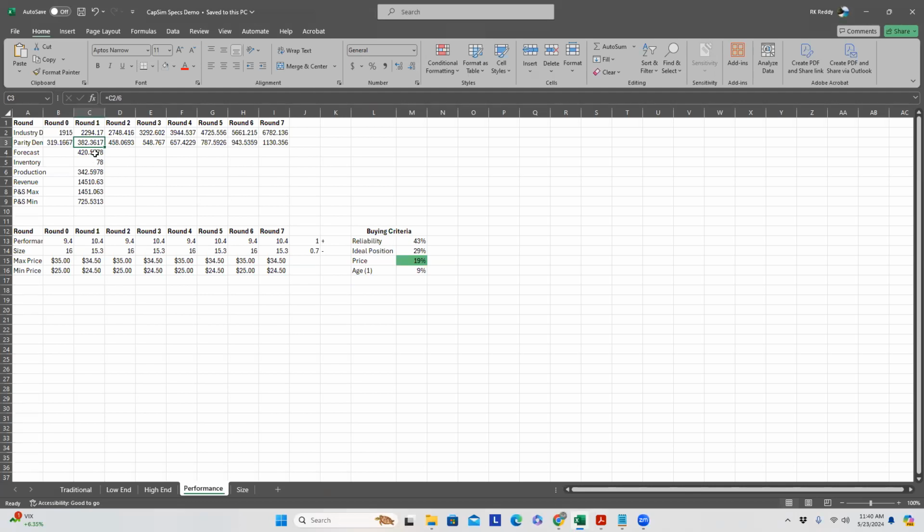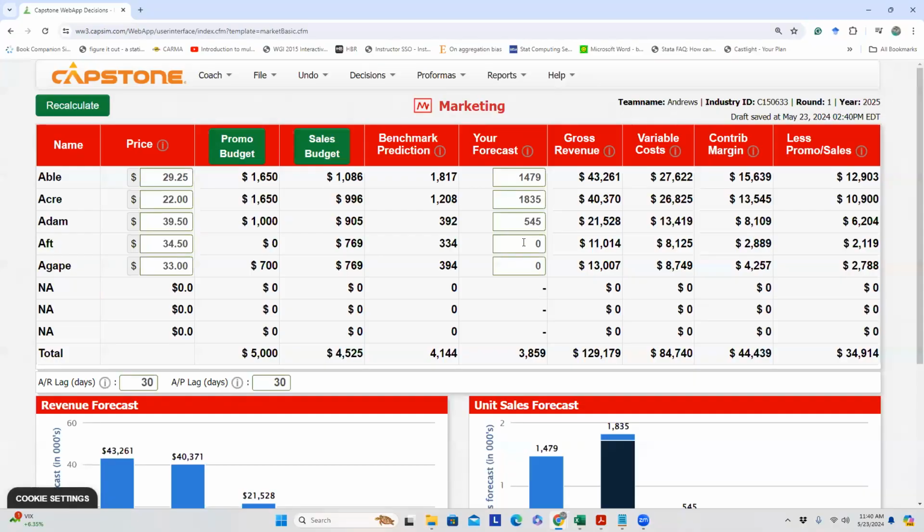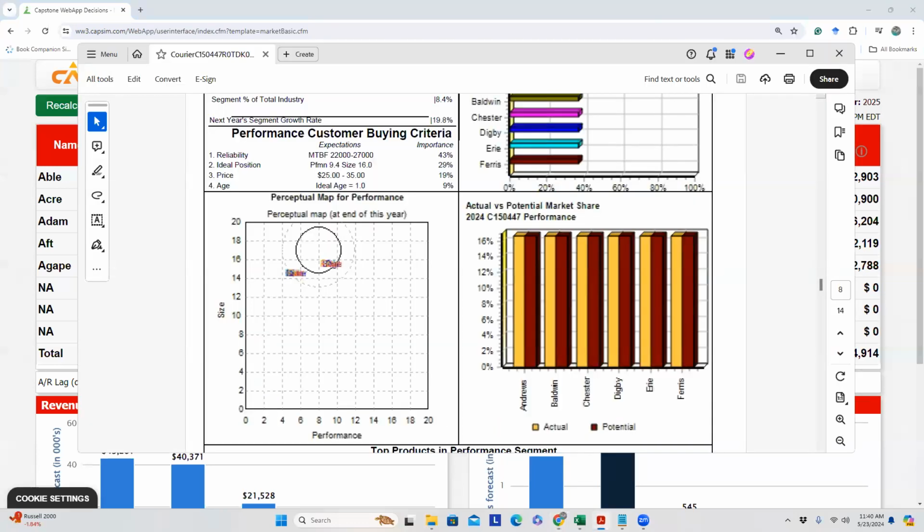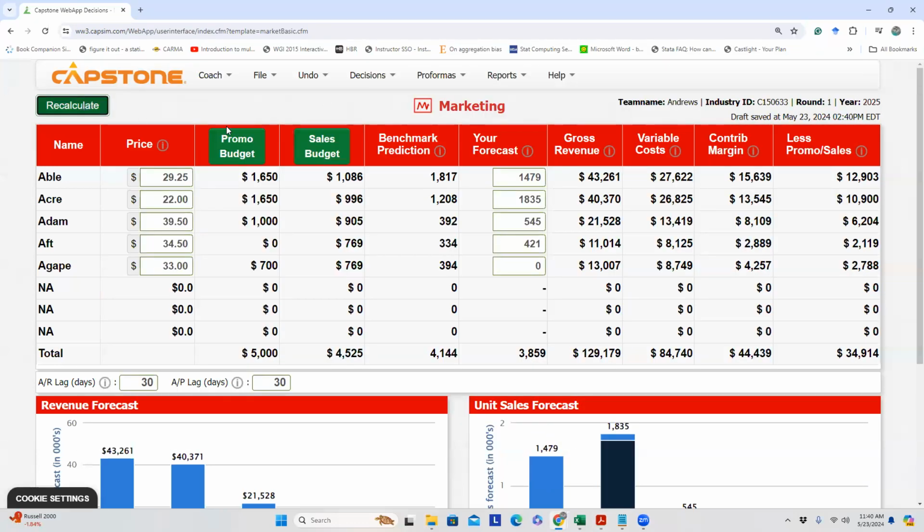So if we actually increase the forecast by 10%, that's going to be 421. So let's say we say 421 is the forecast with a 10% increase over what is desired. Okay, so that's around what we are planning to sell.